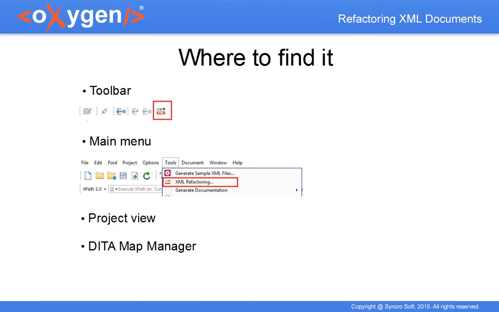So where can this tool be found in oXygen? Well, you can find it virtually anywhere. There's an action on the toolbar. There's another one in the main menu, in the Tools menu, and you can also find it in the contextual menus of the project view and the data map manager. Basically in all resource management oriented views.